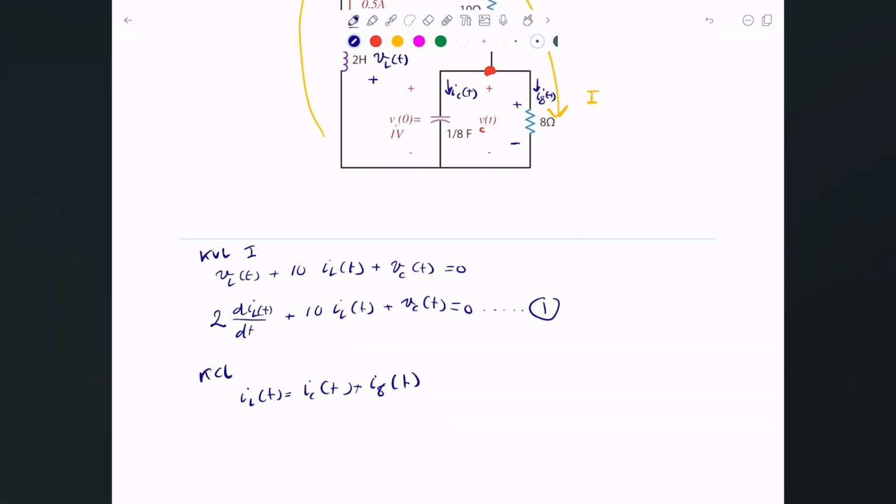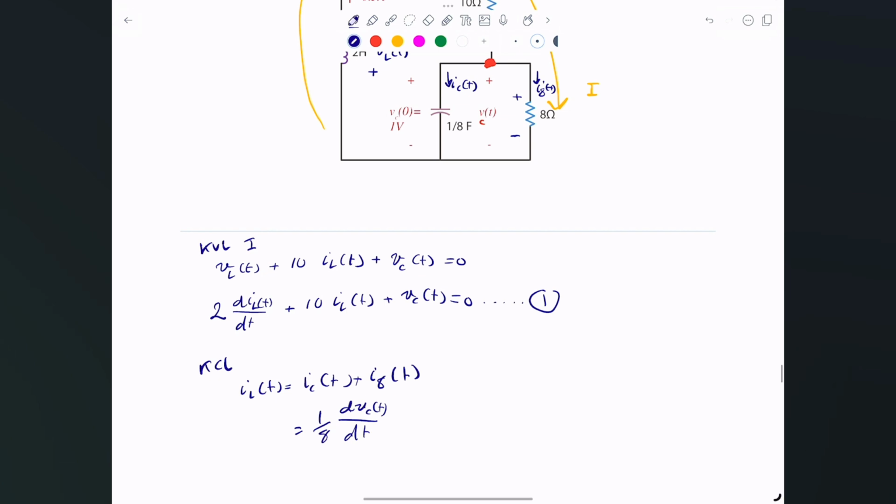All right, that's simple for the first one, IC of t. I know that this is simply C times dVC of t divided by dt, because this is the current flowing through a capacitor, so it's C times dV divided by dt. Good, so that is in terms of VC of t. But what is the value of C? We can substitute it by simply 1 divided by 8 farads, because that's the value.